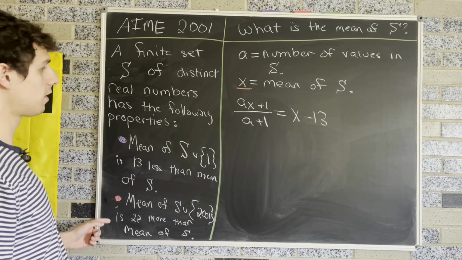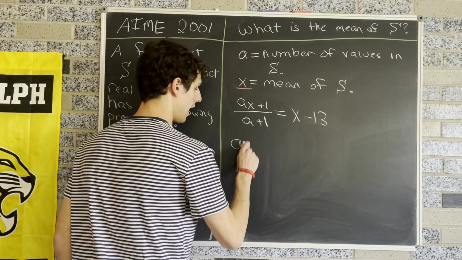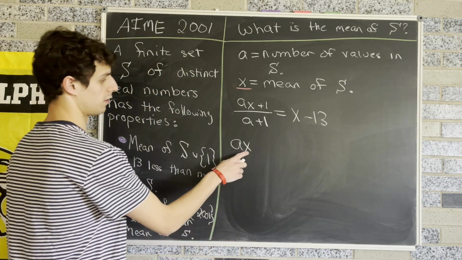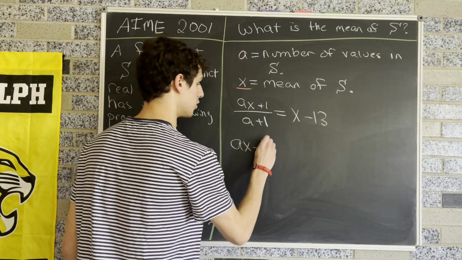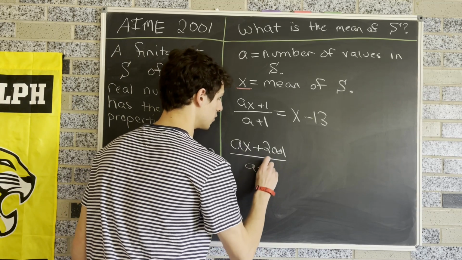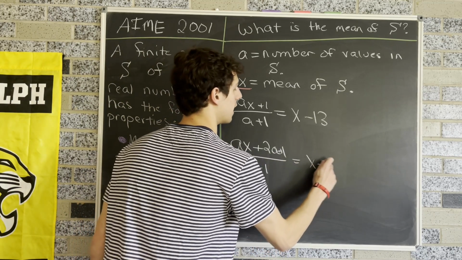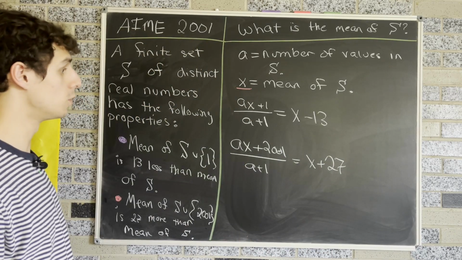And then we're going to do the same thing for this red dot down here. So we have AX, again our total sum of all of our values in S, and then we're going to add 2001 to this one, and then again divide by A plus 1. And this gives us X plus 27. So now we have two equations and two unknowns.